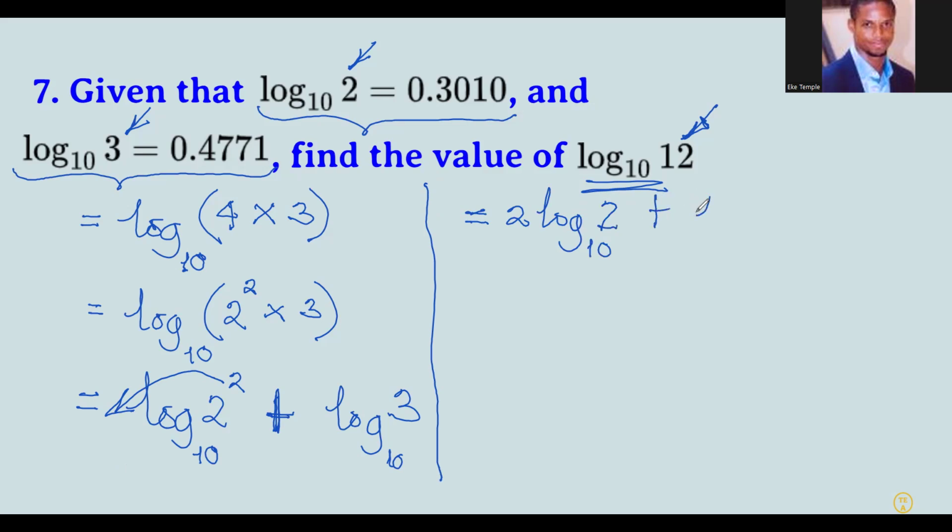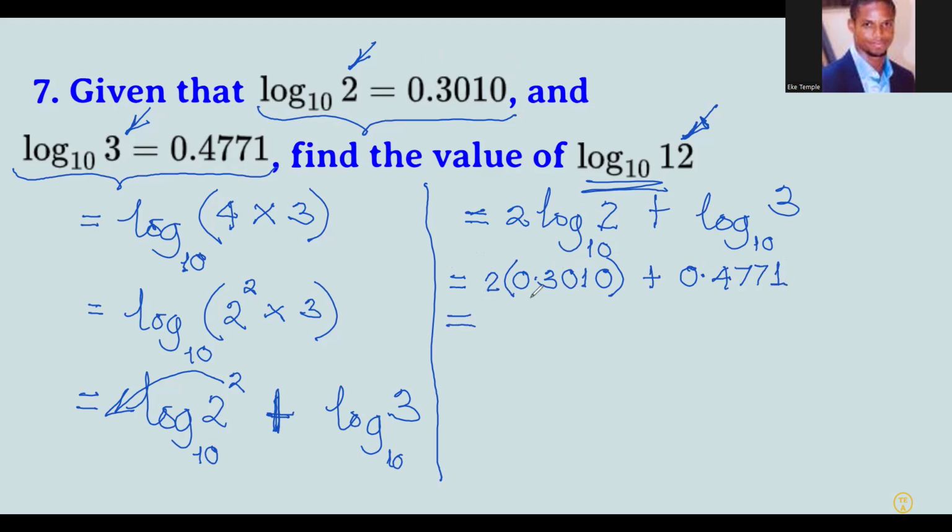Now plus log to the base 10 of 3. By substituting the values given to us, you can see log base 10 of 2 is 0.3010. We can facilitate the solution by multiplying by the value of log base 10 of 2, 0.3010, plus the value of log base 10 of 3, which is 0.4771. Take a moment to do this multiplication.